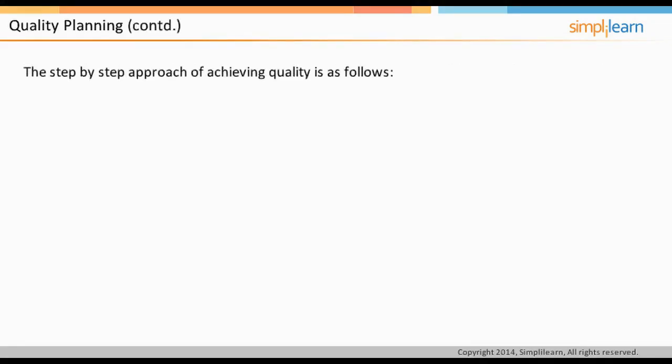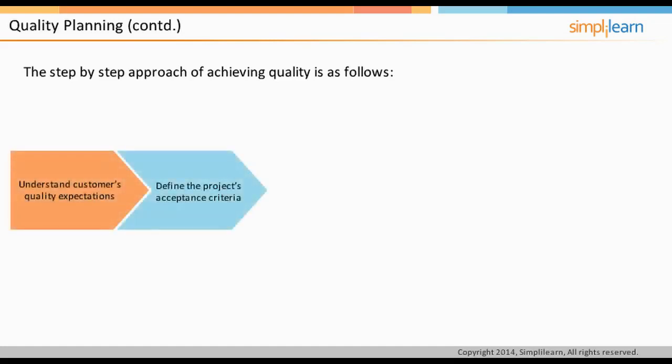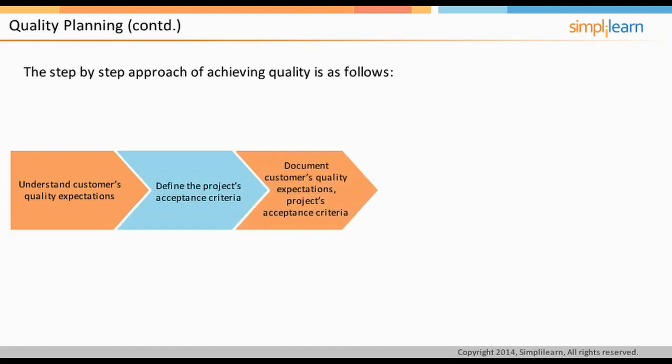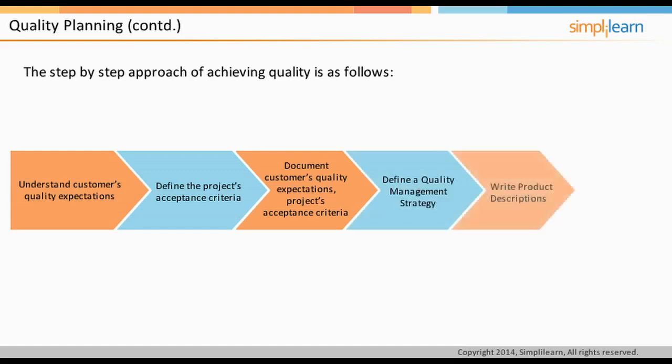Quality planning ensures that there is an agreement with the project board on the overall quality expectations and the products required with their quality criteria. The step-by-step approach of achieving quality is as follows. Understand customers' quality expectations. Define the project's acceptance criteria. Document customers' quality expectations and the project's acceptance criteria in the project product description. Define a quality management strategy. Write product descriptions, and set up the quality register.